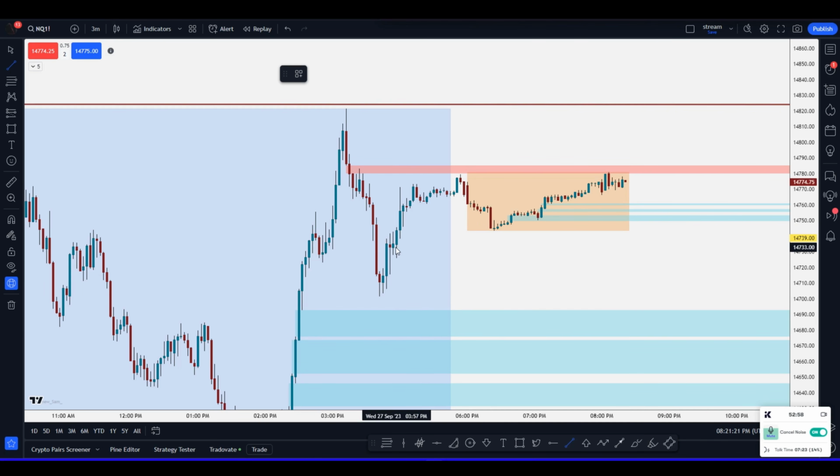All right, so I'm on a 3-minute. You see this candle right here. When I hover above it, it says 3:57 p.m. I'm going to go to the next one over, and when I put it there, it says 4 p.m. I'm going to put that on the open of that candle.